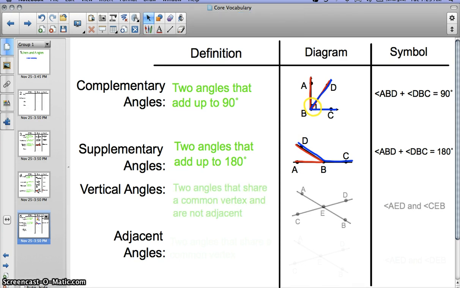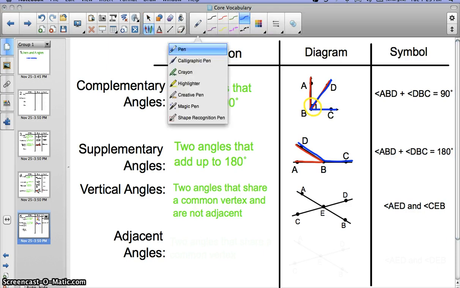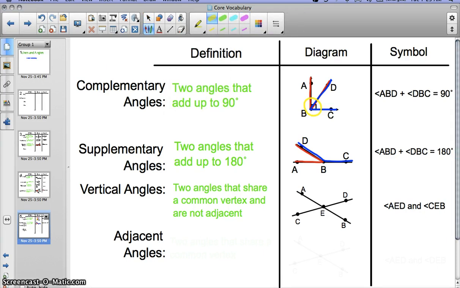Right. Vertical angles. 2 angles that share a common vertex and are not adjacent. Okay? When I'm talking about adjacent, I'm talking about they're not next to each other. Alright? So in this case, they are across from each other. So let's take a quick look. I'm actually going to grab my highlighter. Alright, so if we say AED, there's AED, and then the angle that is vertical to it.